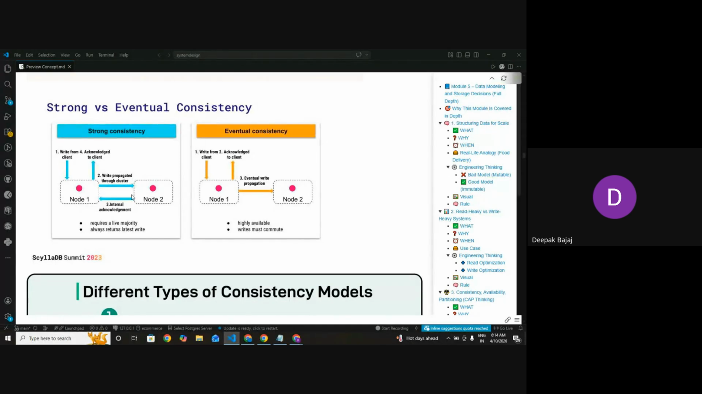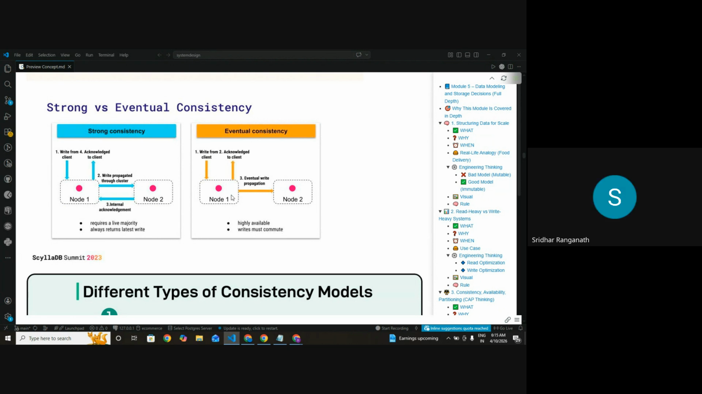Because it's available on both, it requires a live majority and always returns the latest. Right, now this client. And third is eventual consistency: write propagation, highly available, must commute.